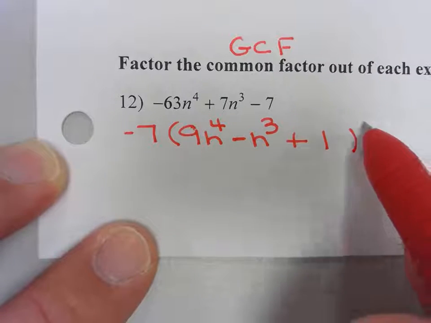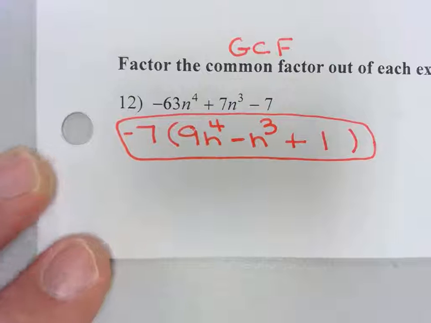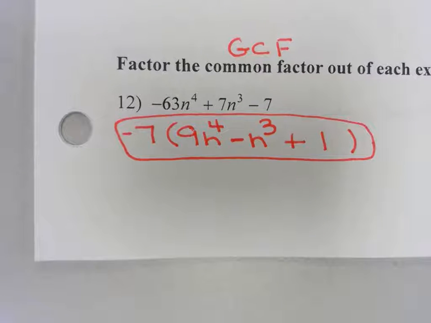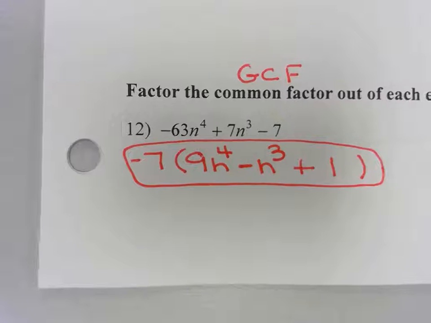So 12 through 14 was only just take out the GCF, the greatest common factor. You don't have to go any further. Okay, questions on that? Okay, let's look at 14.